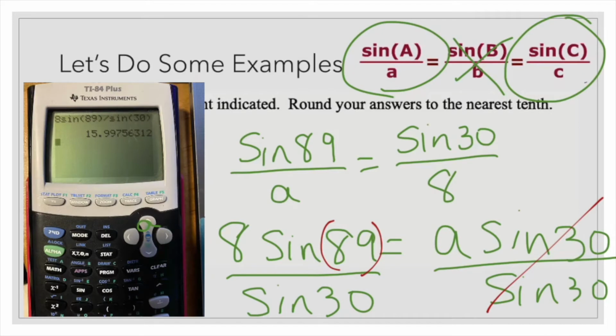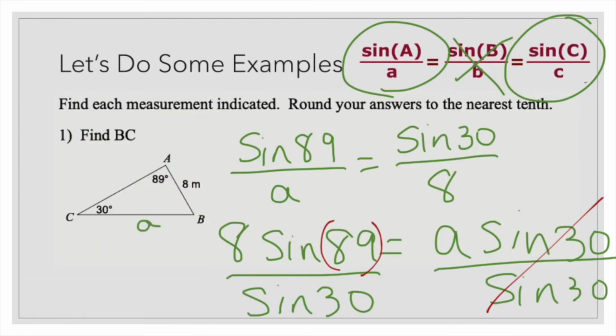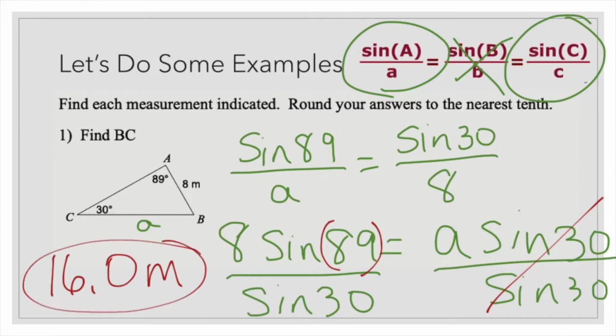When I did this one, I got 15.99, but the instructions say to round to the nearest tenth. So I'm going to get 16 as my answer. And I want you to notice that we have a unit here of meters, so we need to put 16.0 because it shows that I rounded to the tenth, and meters. Let's move on to another one.